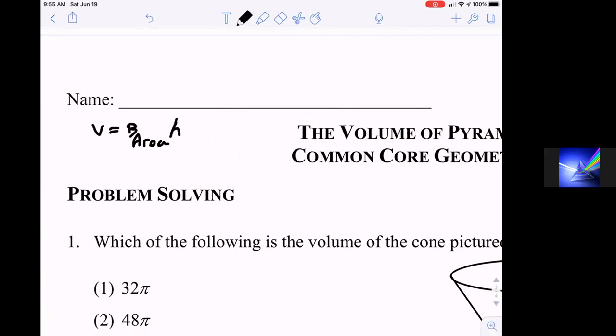If it was a cylinder, then the area of the base was a circle, right? Pi r squared times the height. If it was a prism, then the area of the base was length times width, times the height. But the point is, for the right prism, whatever shape it was, it's the area of whatever the base was times the height or the depth of the object.